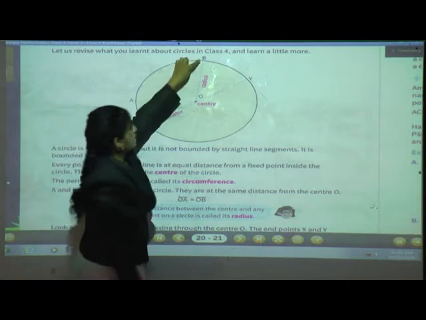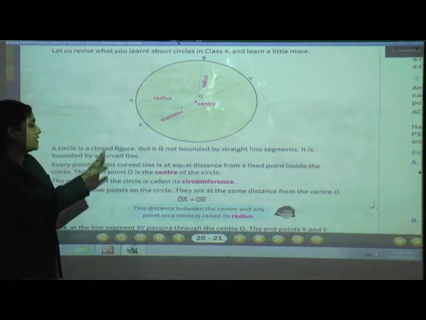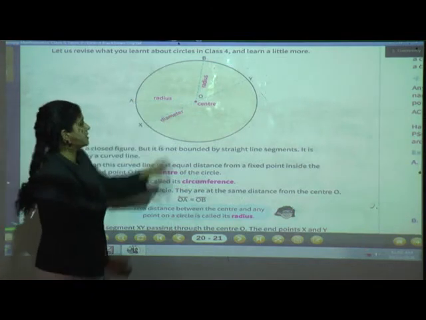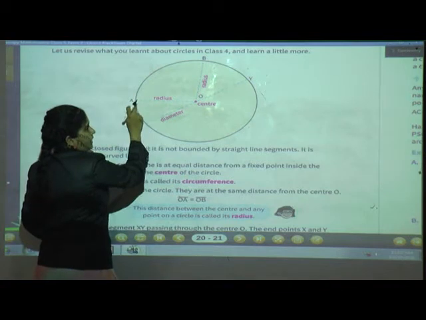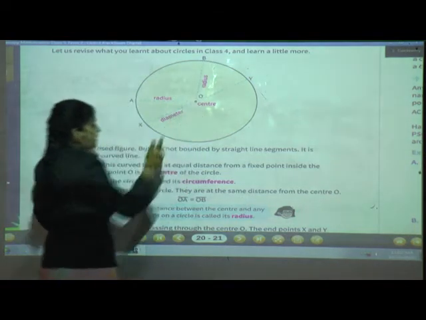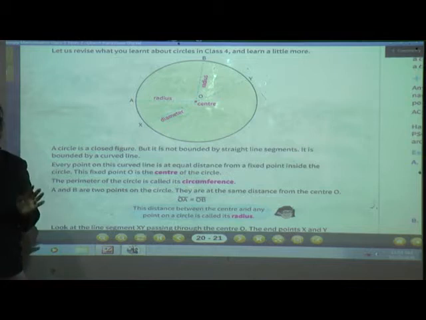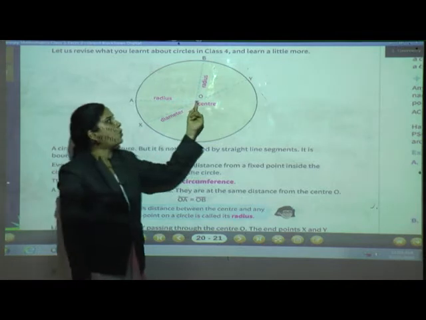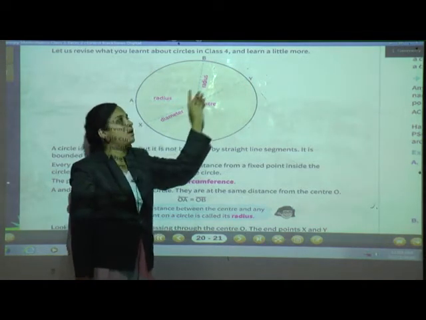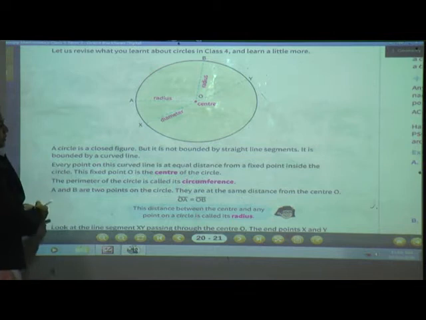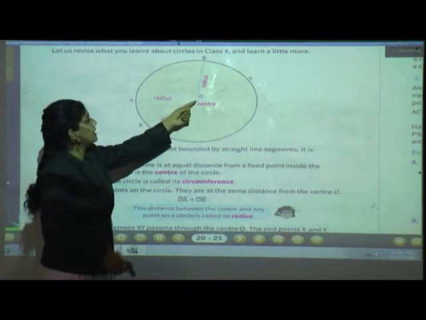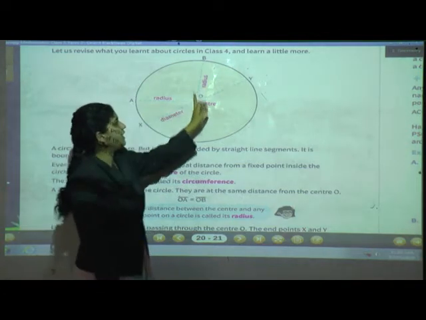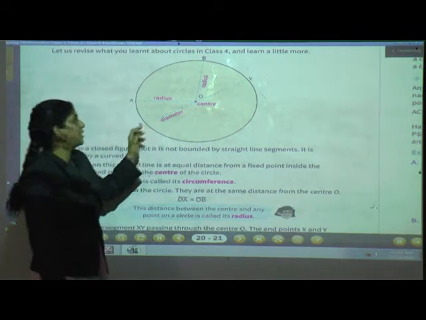The distance between the center and any point on a circle is called its radius. Here OA is a radius, OB is a radius. Their distance is the same. Even OX is also a radius and OY is also a radius. So all these four radii are equal in length. Which are they? OA, OB, OY and OX.